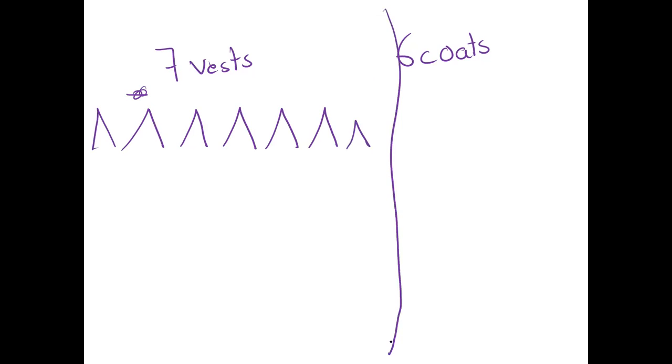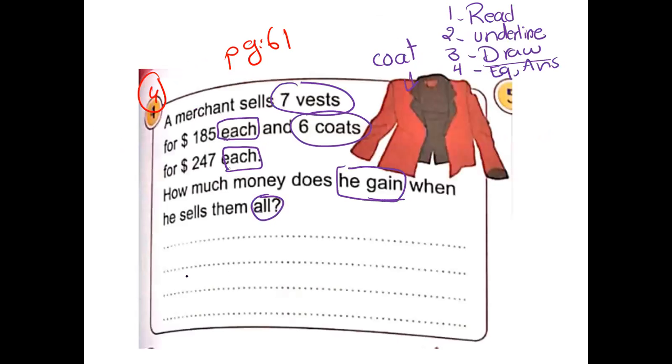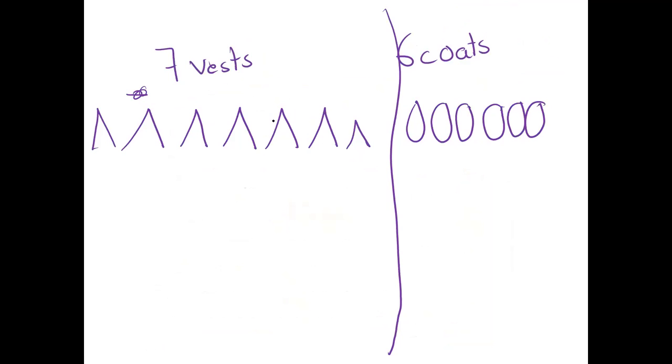7 vests. How many coats? 6 coats. I will draw them like this. 1, 2, 3, 4, 5, and 6. So he sells 7 vests and 6 coats. What is the price of each vest? It costs $185 each one. So under each vest I will write $185, the price of the first one. The second one also $185, and here $185. Each one of them costs $185.